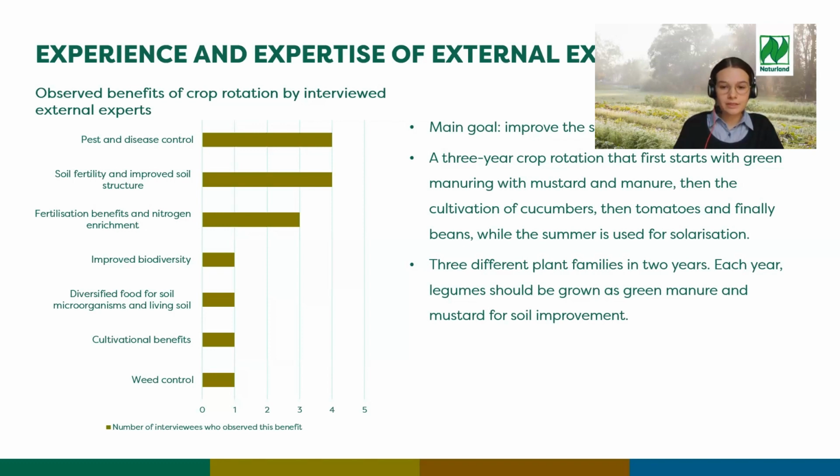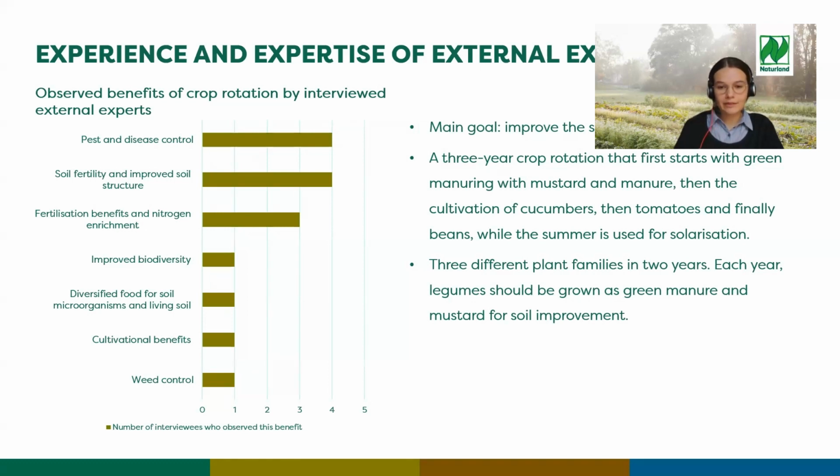And when asking them about their optimal crop rotation for organic greenhouses with vegetable production, they all stated that the main goal of the crop rotation should be the improvement of the soil structure and the soil fertility. They also kind of agreed what an optimal crop rotation would look like.